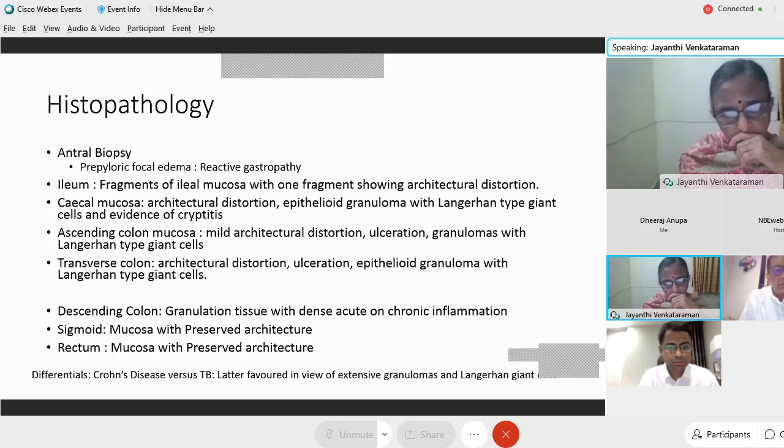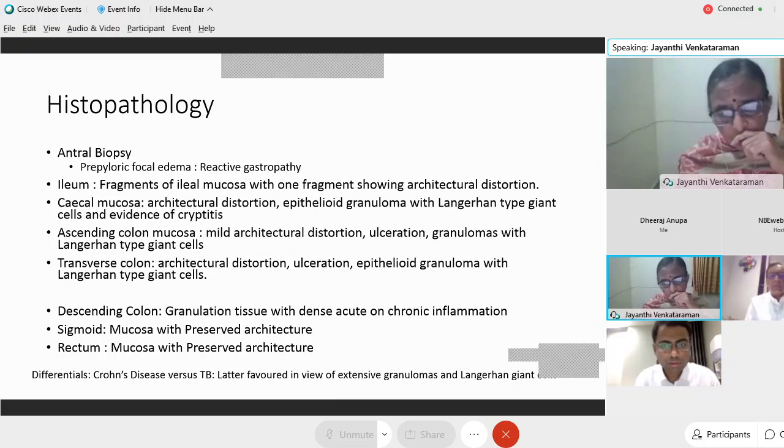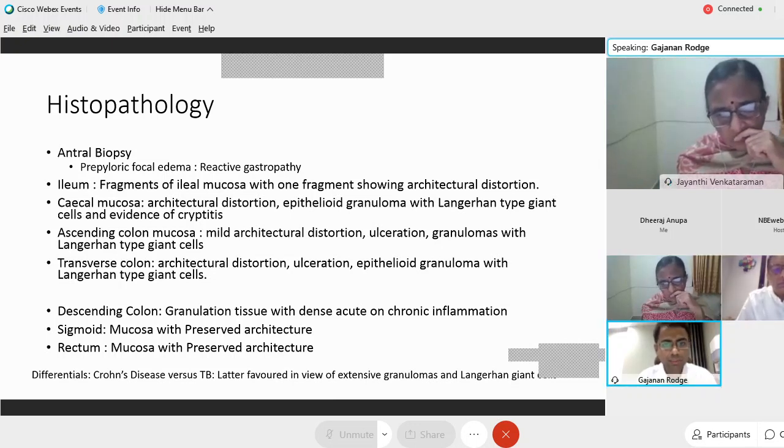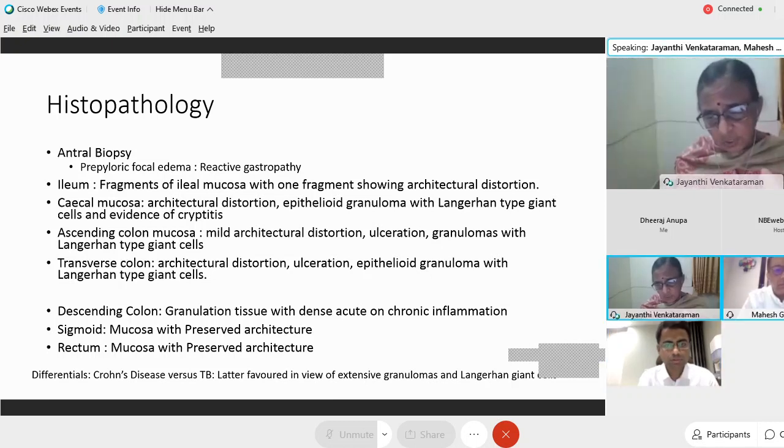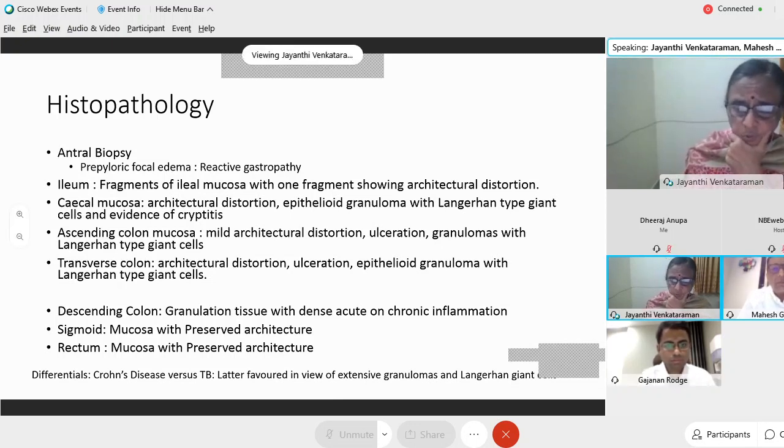More likely tuberculosis. Why? Langerhans type of giant cells with large granulomas. What else are you looking for in a granuloma to differentiate Crohn's and tuberculosis? Caseation necrosis. The caseation was absent. They were all non-caseating, except that the Langerhans type giant cells favored tuberculosis. So what should you do to know whether it's caseating or non-caseating?